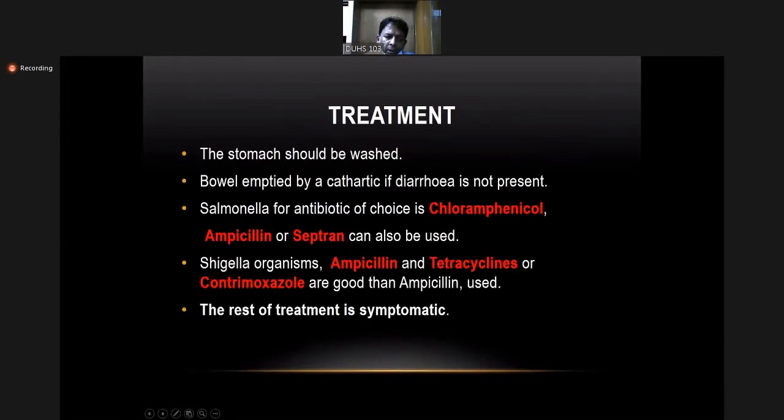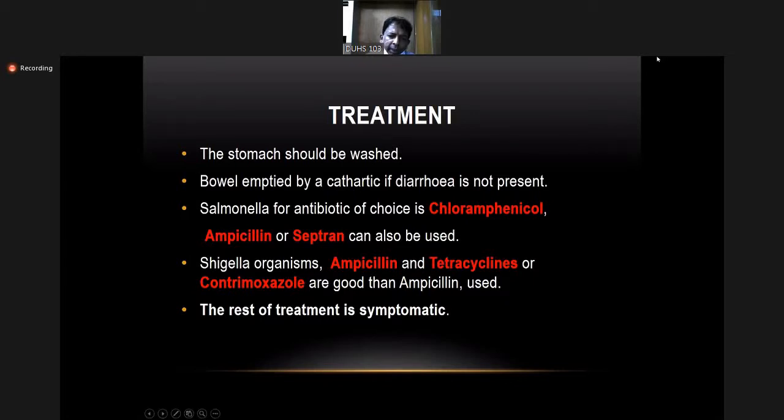The treatment of the Salmonella and Shigella group of poisoning: the stomach should be washed immediately. The stomach wash can relieve the signs and symptoms immediately. The bowel should be emptied by a cathartic. If diarrhea is not present, you can use a cathartic to empty the bowel, along with the stomach wash.